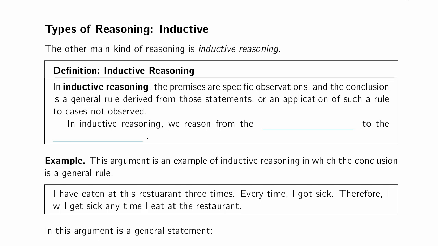So this is sometimes a little bit tricky, so we're going to see some examples of this. As an easy shorthand, in inductive reasoning we reason from the specific to the general, although this may be hard to spot when the conclusion is stated as an application of a more general rule. Okay, so let's see some examples of inductive reasoning.